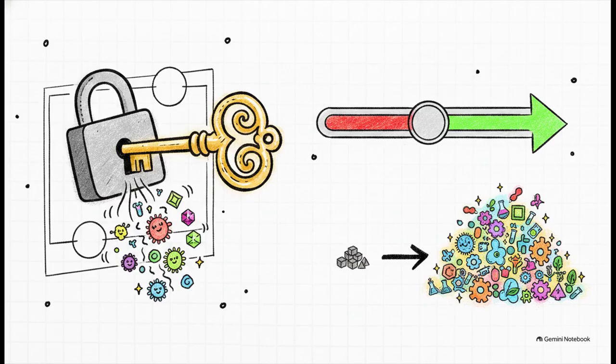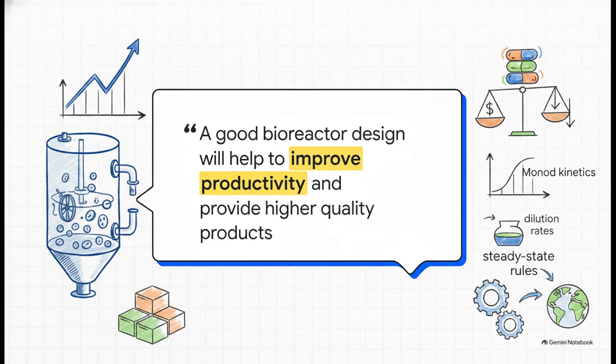Finding your leftover substrate unlocks the rest of the entire system. Once you know S, you can use the yield coefficient to perfectly calculate your biomass yield, X. This is how bioprocess engineers optimize industrial production. They minimize wasted nutrients while maximizing the output of those incredibly valuable cells or products. As our source material from Microbe Notes points out, a good bioreactor design directly helps to improve productivity and provides higher quality products at lower prices. Mastering these basic mathematical concepts, Monod kinetics, dilution rates, and steady-state rules, is absolutely foundational for scaling up the bioprocesses that can quite literally change the world.